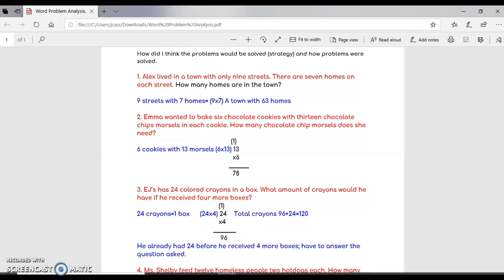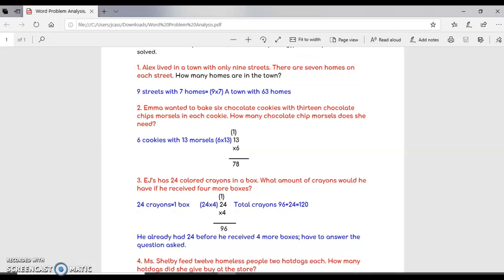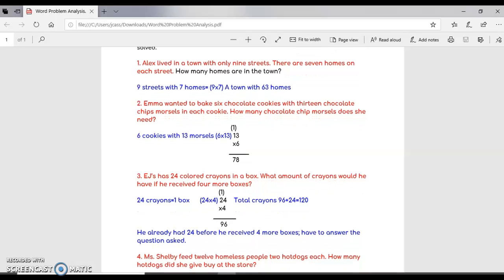So the second question, looking at it from both the grown person and the student, the grown person did it the way I did it, the 13 times 6, wrote it out and answered that question knowing that it was 6 cookies and she wanted 13 morsels. The fifth grader did the same addition to solve the multiplication problem.